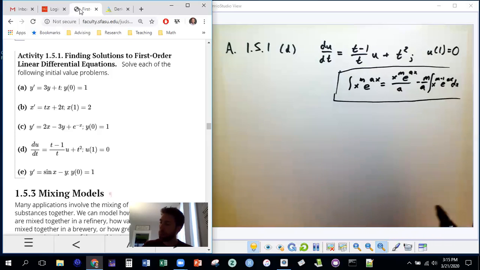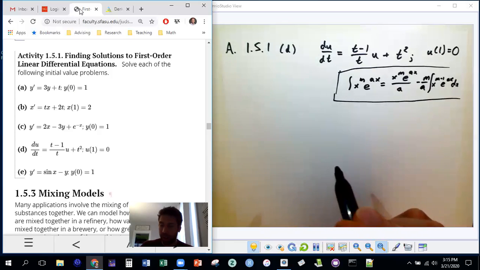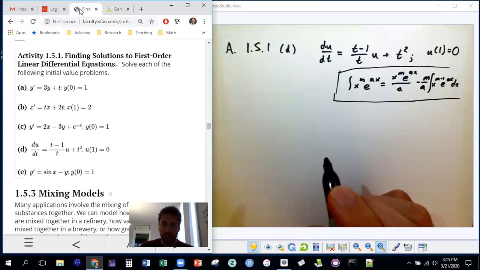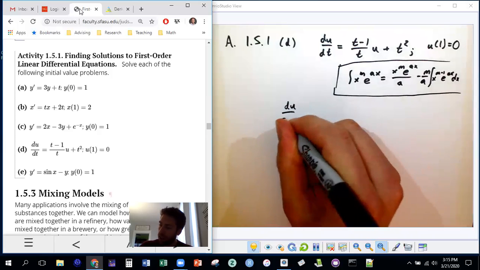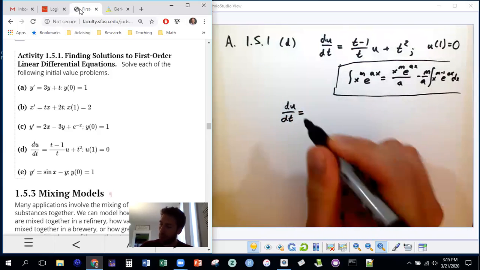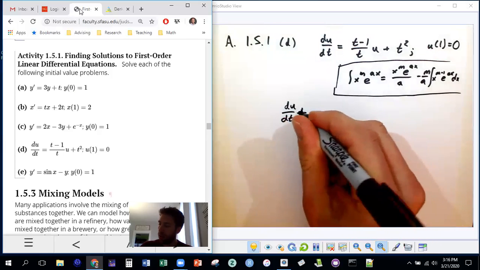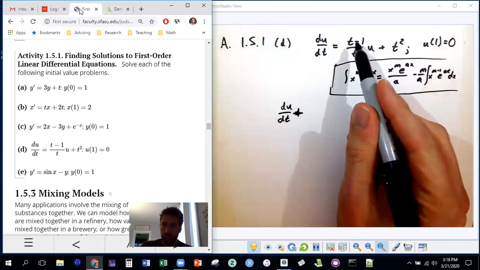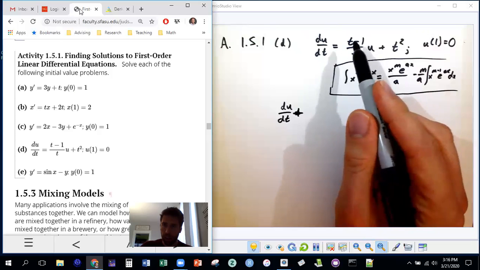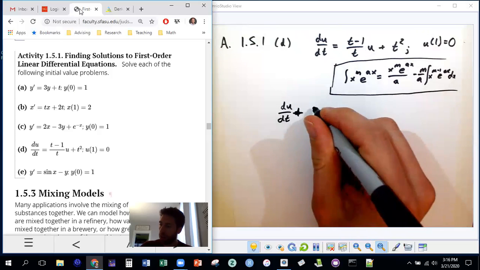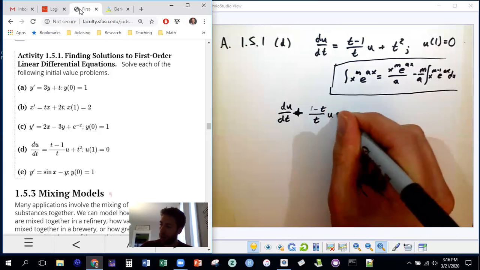Let's begin. Just like all the other ones so far, our first step is to set it up in the proper order. So du over dt equals, nope, let's say plus, and then I'm subtracting this over. Subtracting this over is the same as swapping the order of subtraction. So plus 1 minus t over t times u equals t squared.